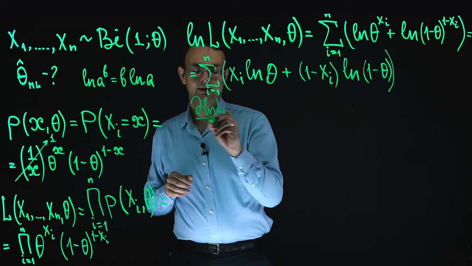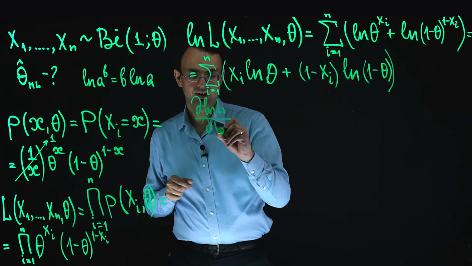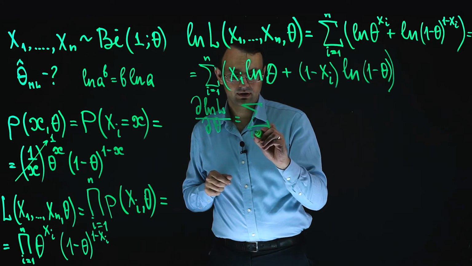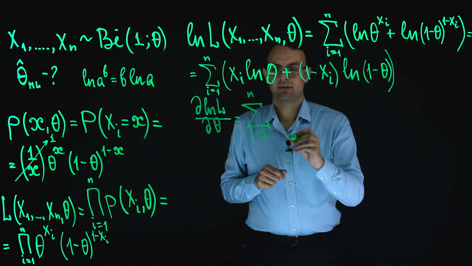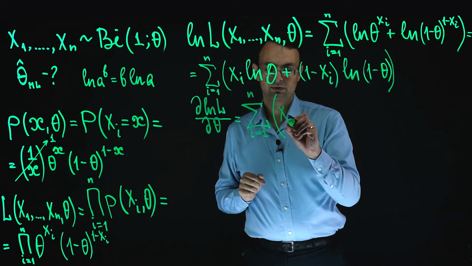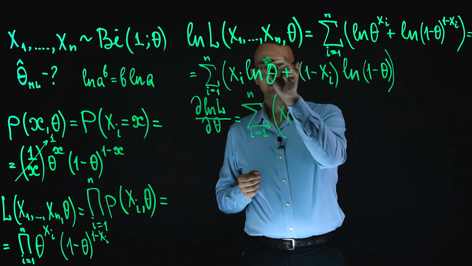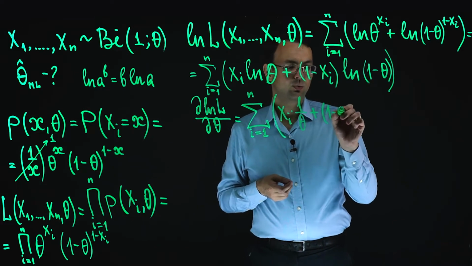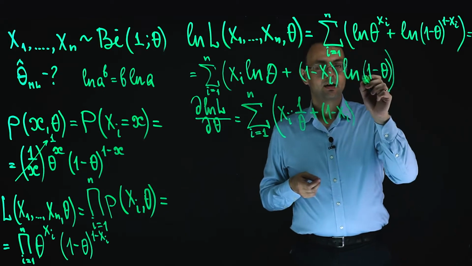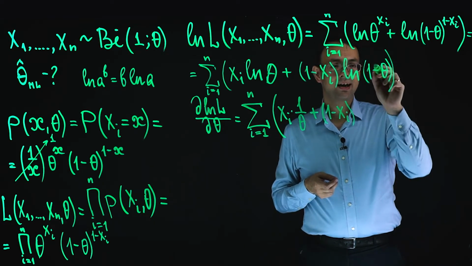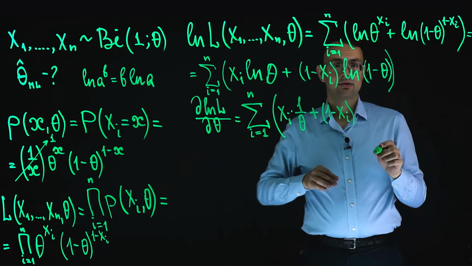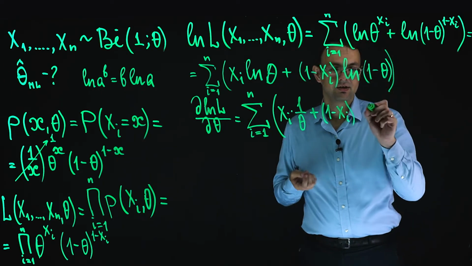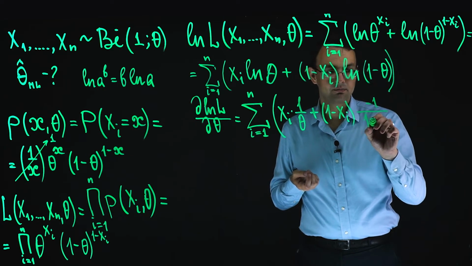So, d logarithm L over d theta is this sum, as we know that the derivative of a sum is equal to the sum of derivatives. And then xi is just a coefficient, as it doesn't depend on theta. Then the derivative of a logarithm is 1 over theta, plus 1 minus xi is also a coefficient. Then the derivative of this logarithm is 1 over 1 minus theta, times the derivative of this expression 1 minus theta, that is minus 1. So minus 1 divided by 1 minus theta.